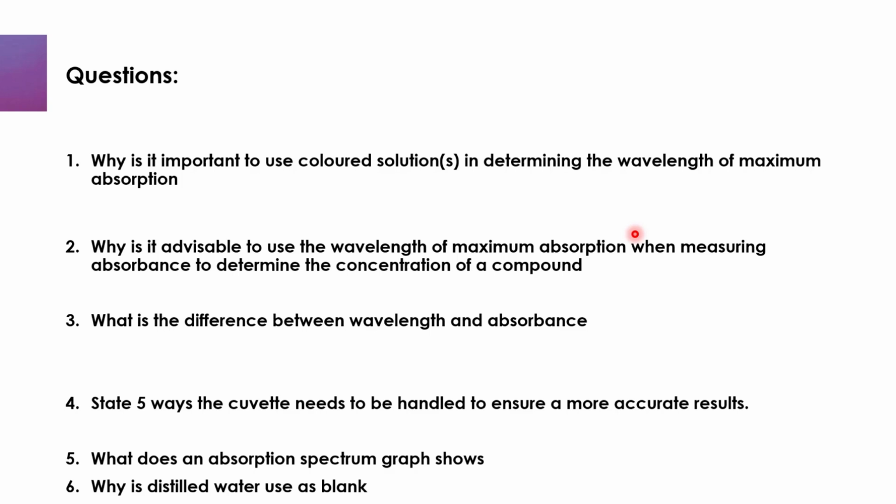1. Why is it important to use colored solutions in determining the wavelength of maximum absorption? 2. Why is it advisable to use the wavelength of maximum absorption when measuring absorbance to determine the concentration of a compound? 3. What is the difference between wavelength and absorbance? 4. State 5 ways the cuvette needs to be handled to ensure a more accurate result. 5. What does an absorption spectrum graph show? 6. Why is distilled water used as blank? I would advise you to take your time and go through these questions and solve them before you come into the lab.